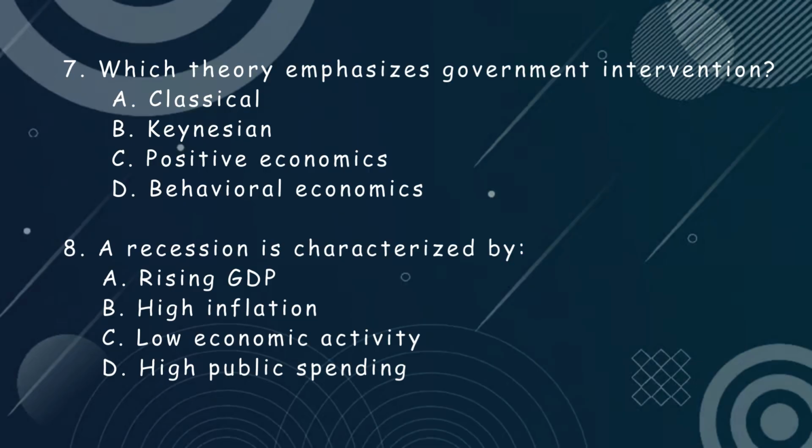Question number 7. Which theory emphasizes government intervention? A. Classical. B. Keynesian. C. Positive economics. D. Behavioral economics. Answer: B. Keynesian.